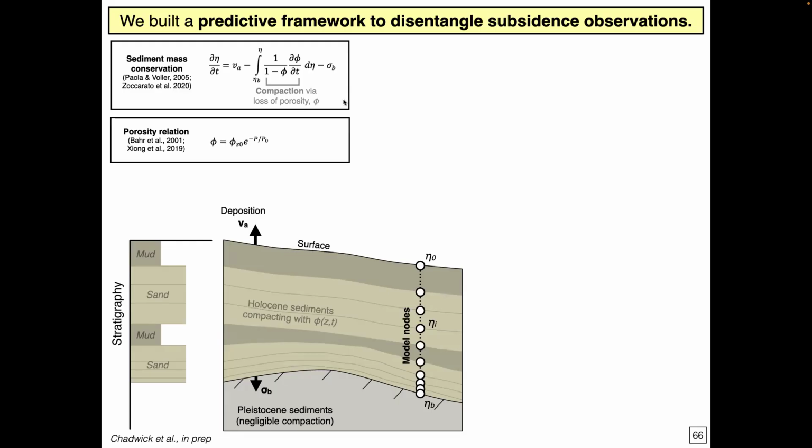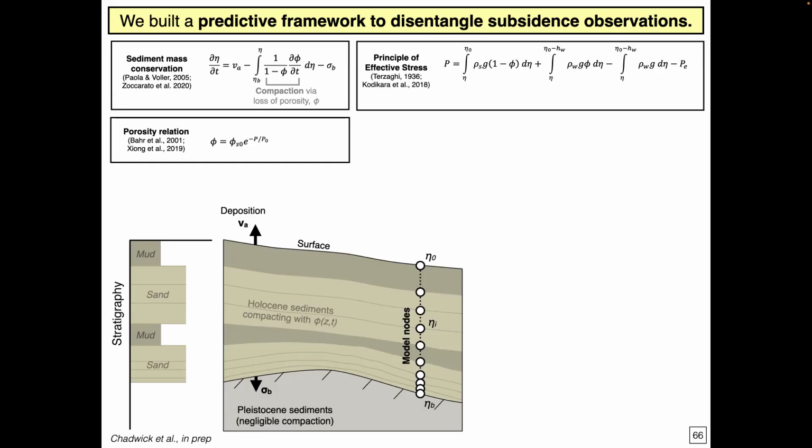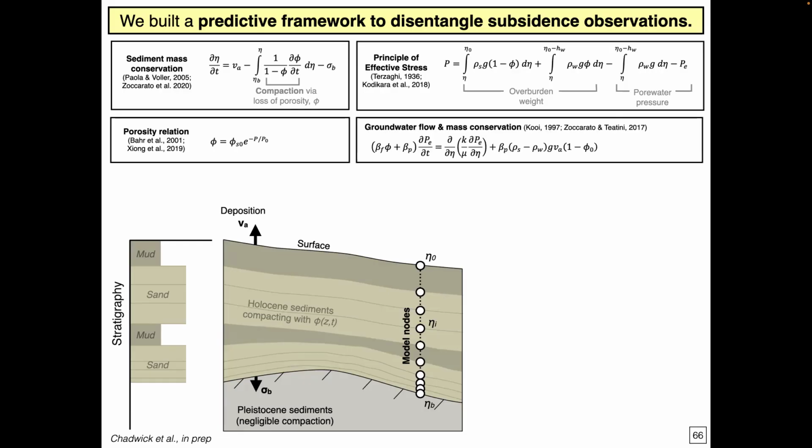We also use constitutive relations to keep track of the porosity as a function of the effective stress. And the effective stress is basically how much overburden weight we have on a given layer. And then you also account for the resistance to that overburden due to the pore water pressure that can build up in between the grains. And to get at that pore water pressure, we have to model the groundwater flow, thinking about momentum conservation and basically Darcy's law.